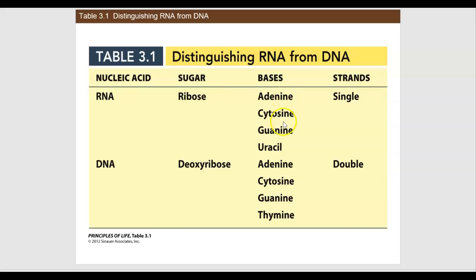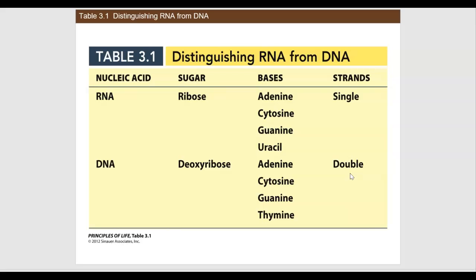It has one of these 4 bases. And when I say one of these 4, it's going to be made up of a combination of these, but it's not going to pair with another one because it's single-stranded. And then DNA has a different type of sugar called deoxyribose. It has these 4 nitrogen bases. Notice that the only real difference is that uracil is found in RNA and the base thymine is found in DNA. And DNA is double-stranded.